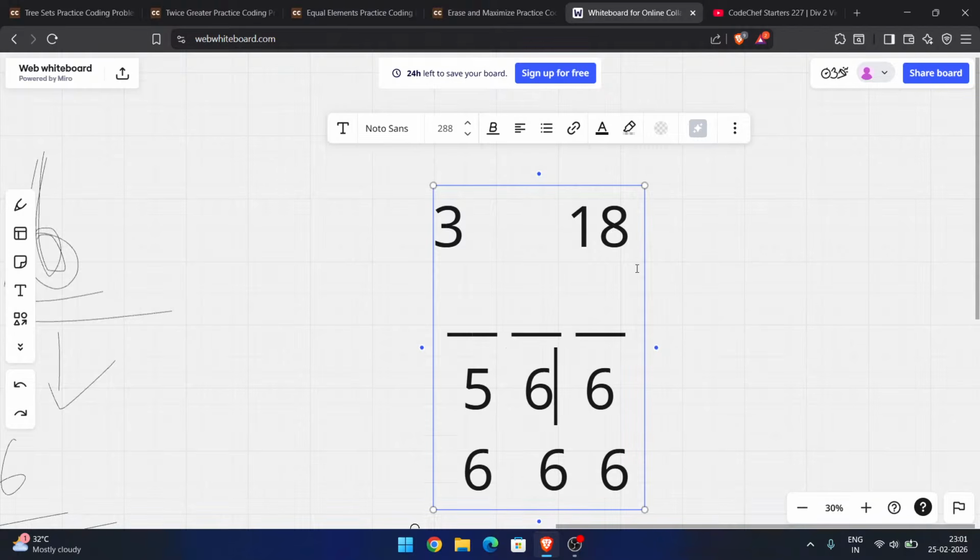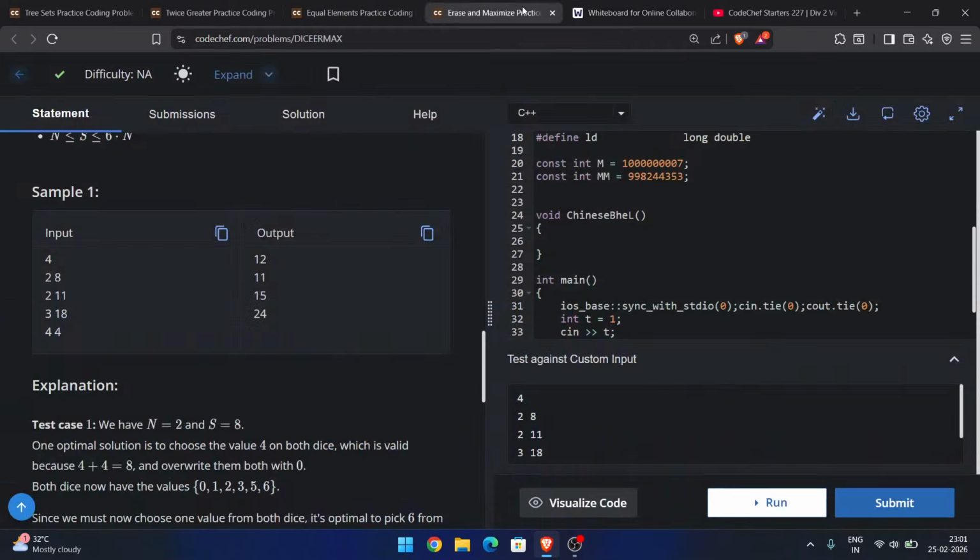Okay, so if I update these to 6 and these to 6. So I have updated every 5 to 6. So now I can get 18. But now I can't put 6 here because I have already put 6 ahead. So what would be my next best value? It would be 5. Okay, so that's why the answer is 15 here. Okay, and similarly for the fourth case.